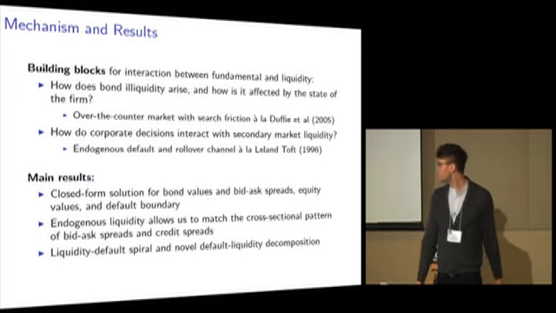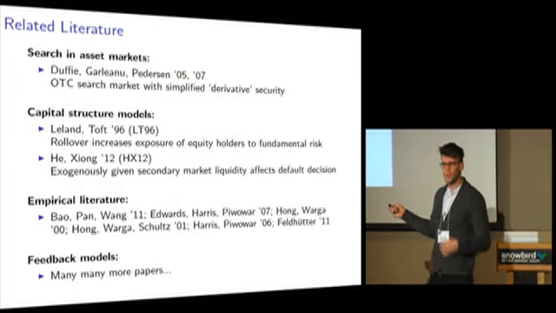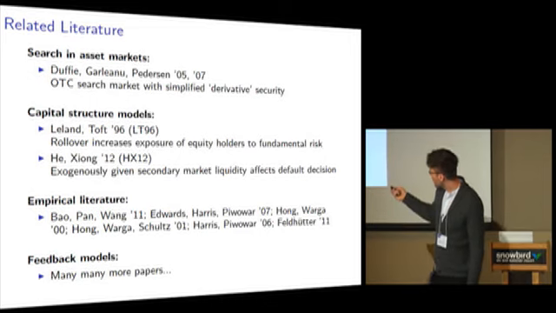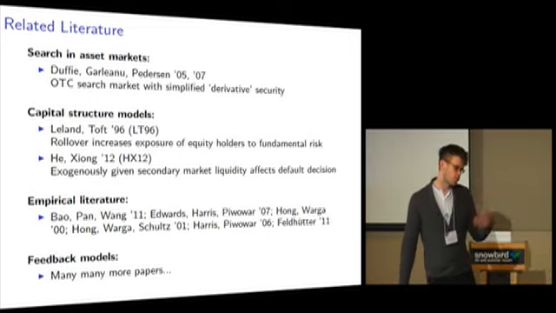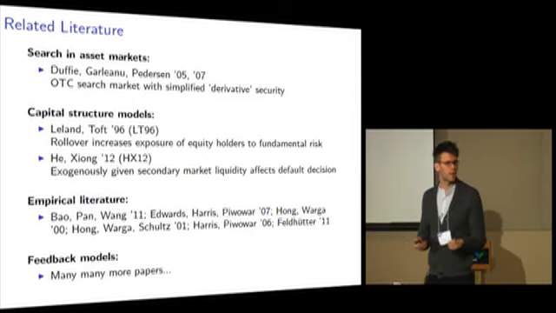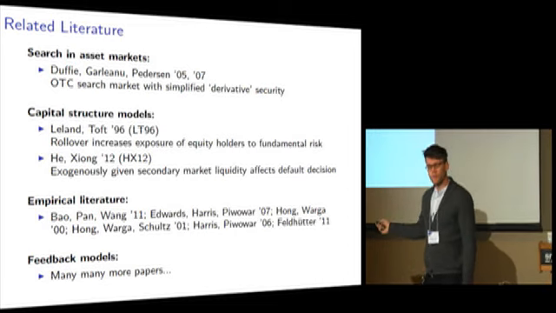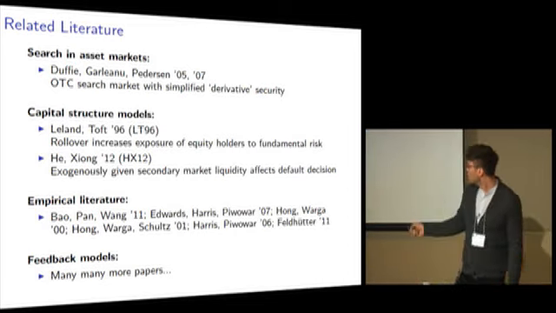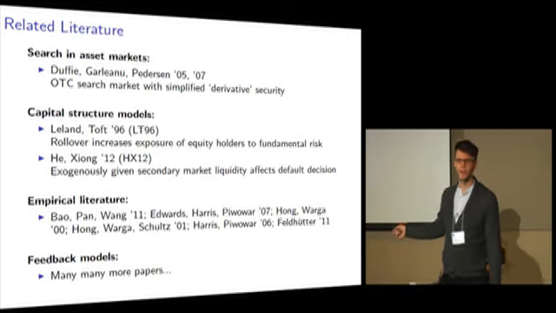they're independent. Okay, so part of the literature I already mentioned: Duffie, Garleanu, Pedersen for the search, Leland-Toft for the capital structure model. There's a paper by Zhiguo He with Wei Xiong where they essentially assume an exogenous liquidity. So today we're trying to endogenize everything and incorporate it, so that we get the cross-section of the bid-ask spreads across the rating classes as well. Okay? There's a large empirical literature and many, many more models that I don't want to get into.